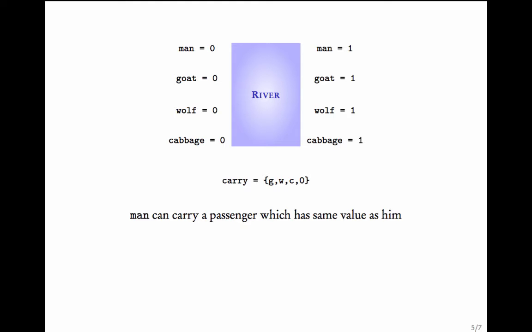So I have given you a rough intuition of what the variables are going to be and what it is that we want to model. So states in the transition system are given by values of these variables: man, goat, wolf, cabbage and carry, and we need to define next of each of them. And how do we define the next of each of them? We see which of the passengers are in the same bank as the man, as in which of the passengers have the same value as the man, and then we have a non-deterministic choice for the variable carry.